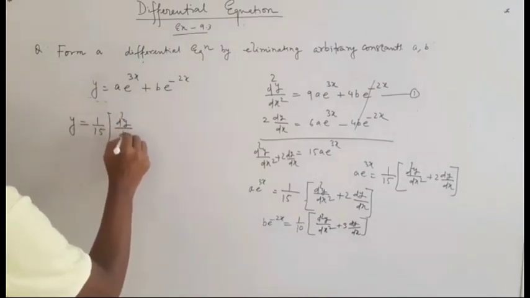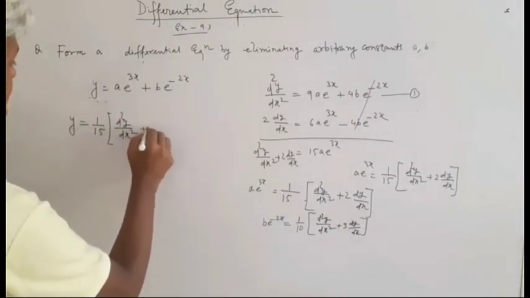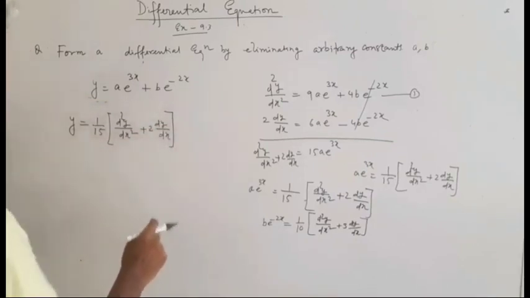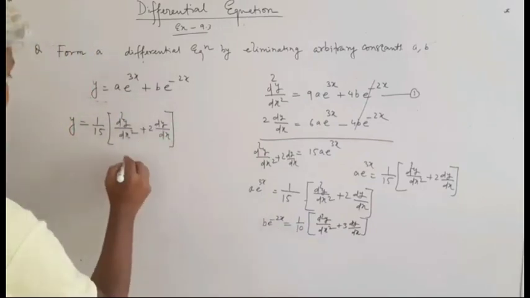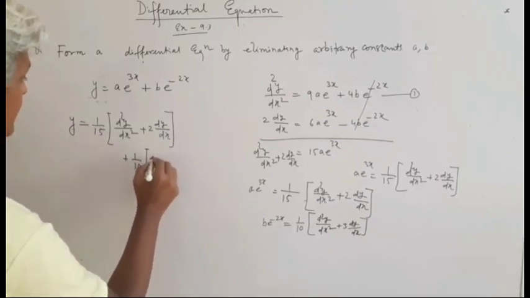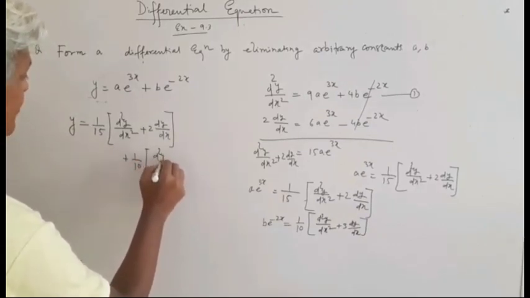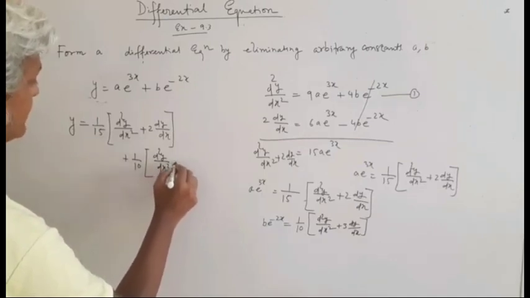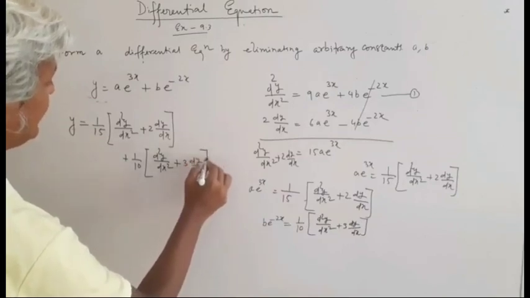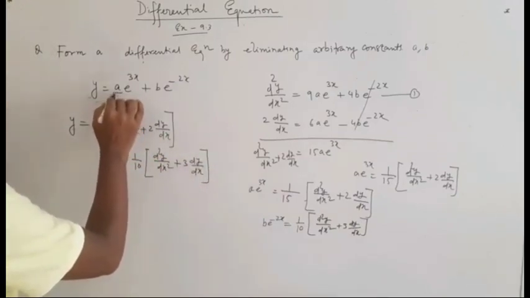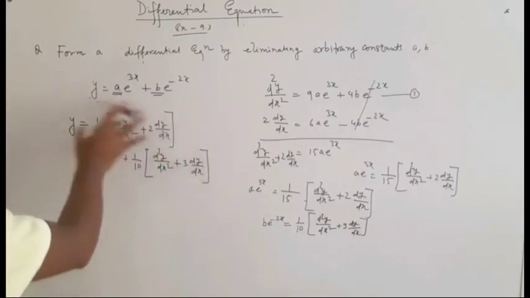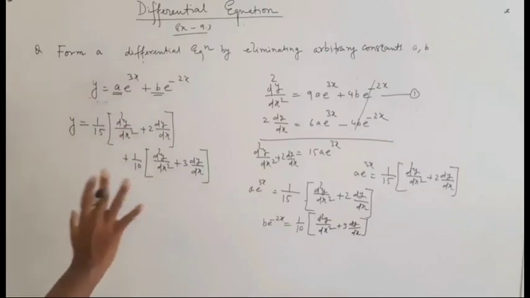d square y over dx square plus 2 dy by dx, plus b, that is 1 by 10, d square y by dx square plus 3 dy by dx. Now you see, in this equation we don't have any a or b. So both a and b have been eliminated from this equation, and now the simplified equation of this form is your answer.